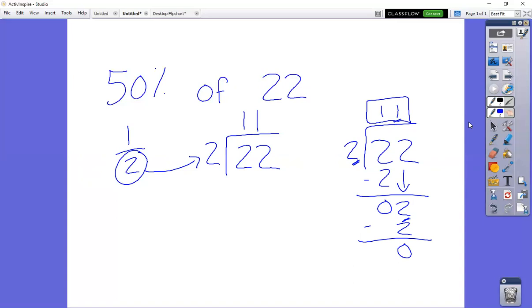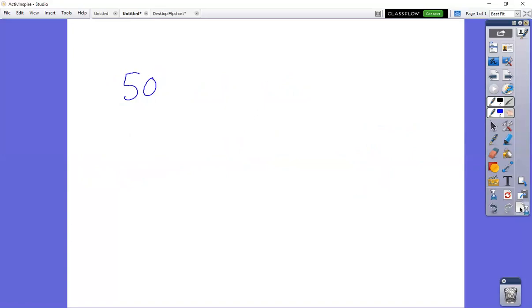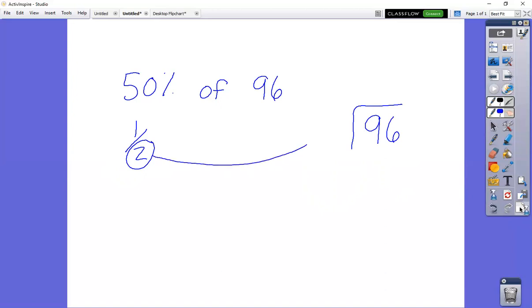50% of 22. Okay, now let's do 50% of 96. We are going to find 50% of the number 96. Remember, that's 1/2 of 96. So I'm going to write 96 over here, and if we're taking 1/2 of it, I bring my 2 and put it over here.